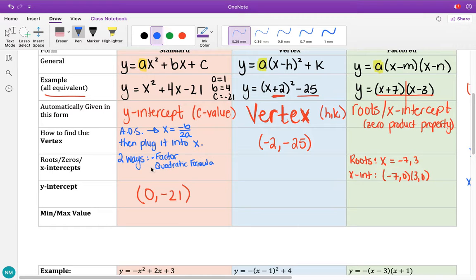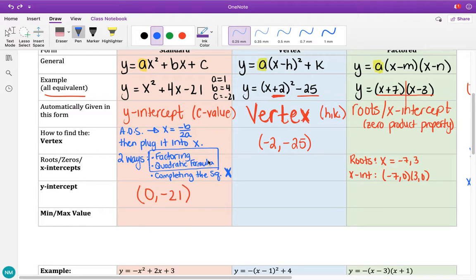Now, there is another method called completing the square, which we have not done, so you're not worrying about that. Right now, all you really need to worry about is the quadratic formula or factoring. So if you factor, then you get into factored form, right?